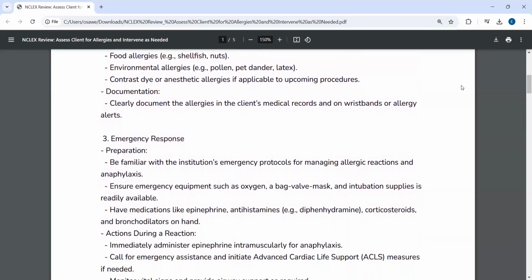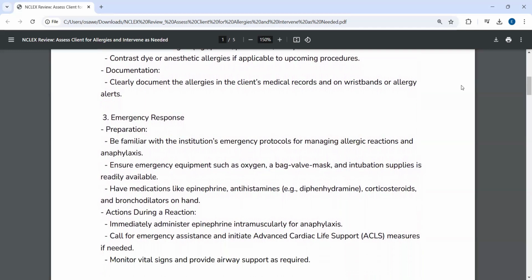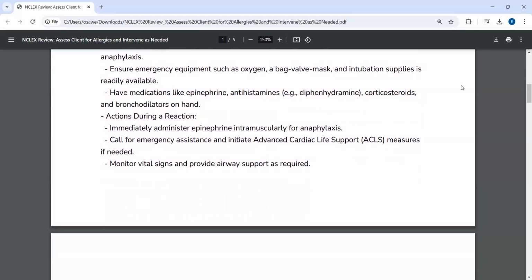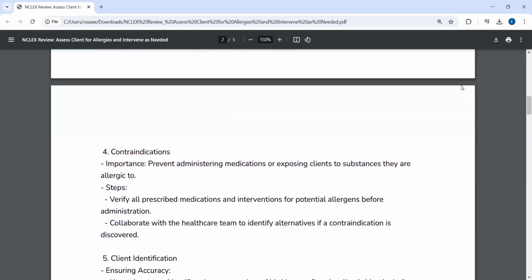Okay, right here, emergency response, right? You need to be prepared as a nurse to manage allergy reaction such as anaphylaxis, because that is the killer type of allergy, right? You must have your epinephrine medication, your antihistamine medication, corticosteroid, and bronchodilator on hand. For severe allergy, you give epinephrine intramuscular. Very important, right? You want to keep monitoring the vital signs and keep providing airway support as required.